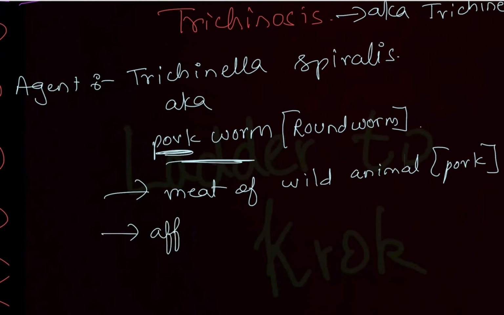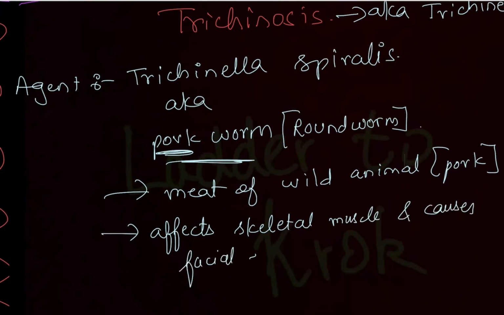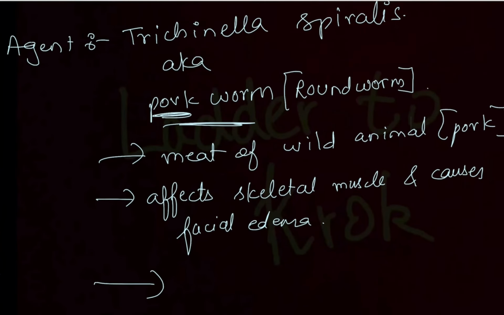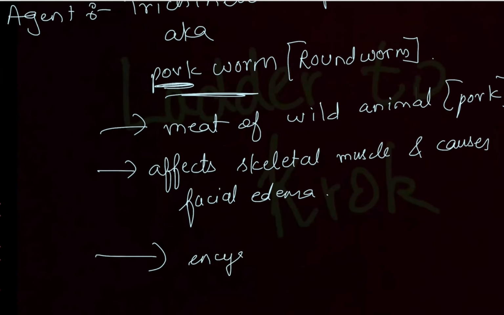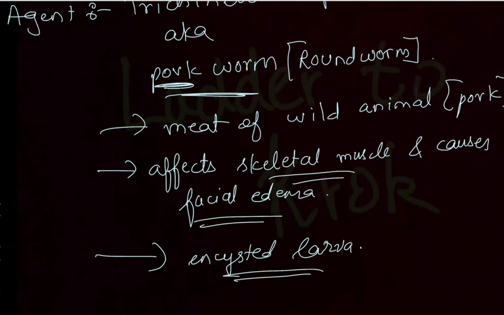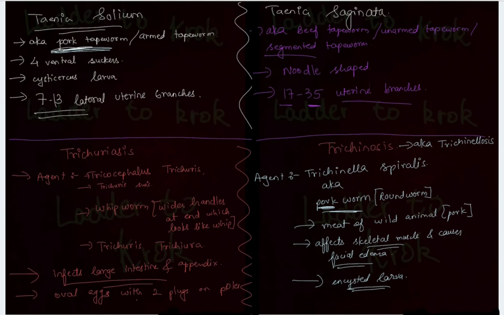It affects skeletal muscle and causes facial edema. Now this is a very important symptom, this facial edema. Okay, please remember that it affects skeletal muscle and causes facial edema, and it has encysted larva. This is not such an important point, but this facial edema and skeletal muscle symptom is very, very important. I hope this helminth part is clear to you. We have completed all the helminths. So thank you.